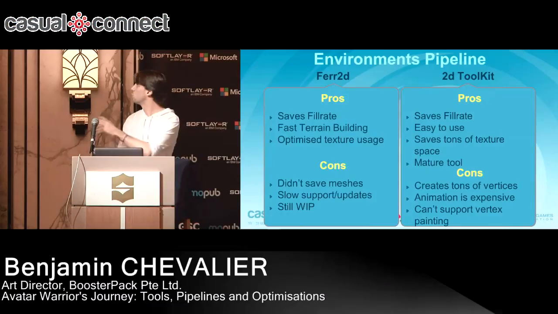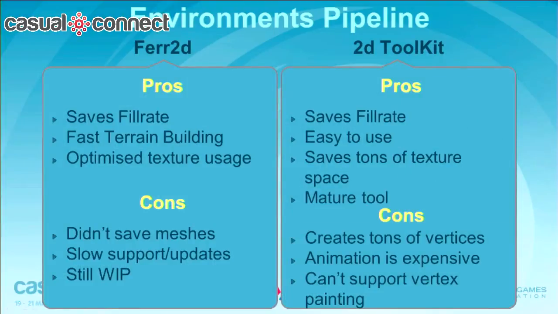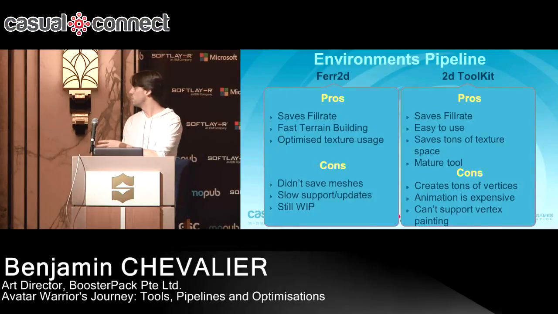So a quick recap of the tools we're using. This is a 2D, 3D endless runner. Fur2D is for building the base terrain. 2D Toolkit is for all the decorative elements. Both of them save fill rate because of borders, transparent, inner part, opaque. It's very optimized. Fur2D doesn't save the meshes, at least in the version that we use. It's a bit slow with the updates. It's a work in progress, but it's good. 2D Toolkit is very mature. It's a very good tool.